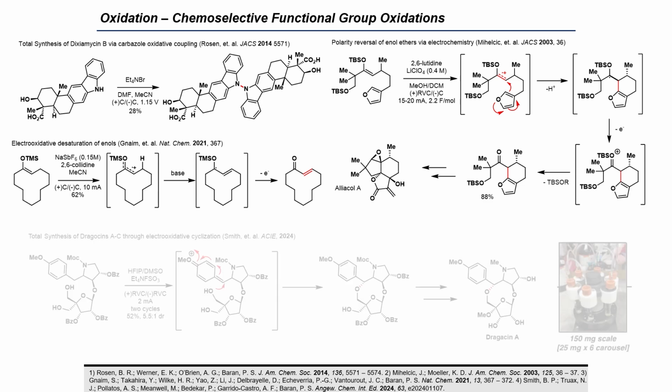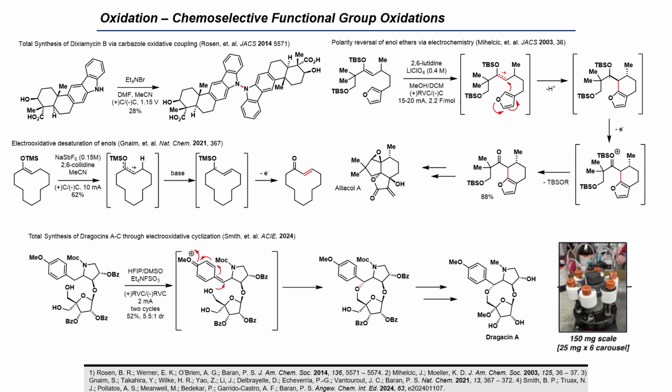Anisoles are also a reasonably electroactive functional group. Recently, my friend Brendan leveraged an electrooxidative cyclization approach in his synthesis of dragocins A through C. Electrochemical oxidation of this pendant anisole led to formation of a transient quinone methide that was trapped intramolecularly by the neighboring alcohol. Subsequent deprotection afforded dragocin A.